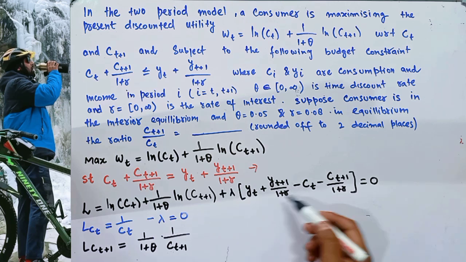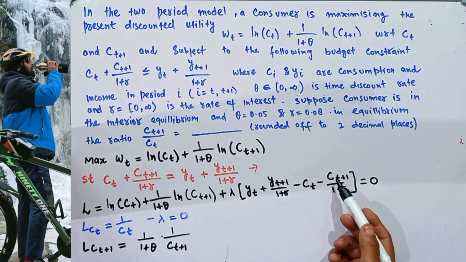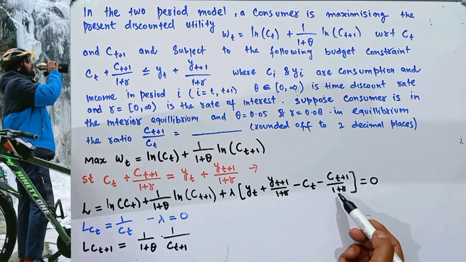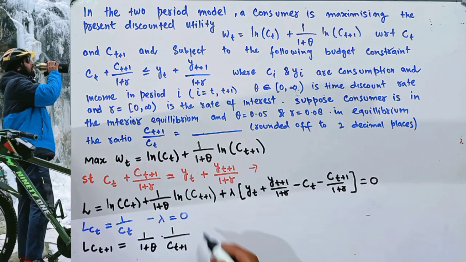Let us see if we have any ct plus 1. Here, in the last term we have ct plus 1, and the derivative of ct plus 1 will be 1, so we are left with minus 1 upon 1 plus r, and this lambda minus, we will have lambda divided by 1 plus r, and we set it equal to 0. Then we partially differentiate with respect to lambda. We don't require that here.